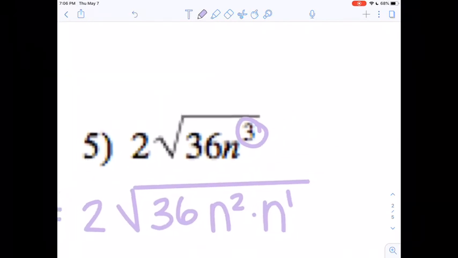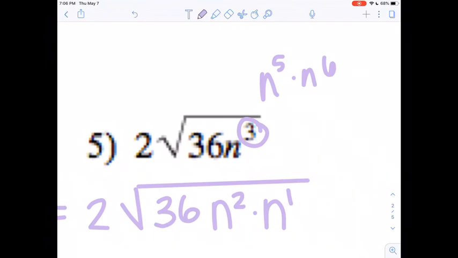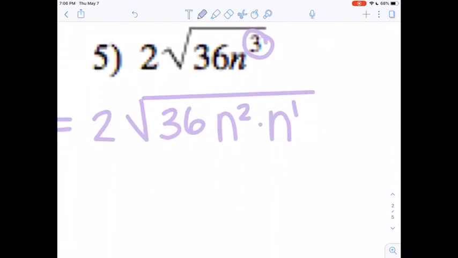Let's go back to our exponent rules. If I were multiplying exponents, let's say n to the fifth times n to the sixth, what do you do to those exponents? Remember, when you're multiplying, you add those exponents together. So I could actually split up n to the third into n to the second and n to the first, because 2 plus 1 is 3. So when I multiply these two together, you get back to this. So those are saying the same thing, but I'm creating a perfect square with the n squared because I'm creating an n with an even exponent.